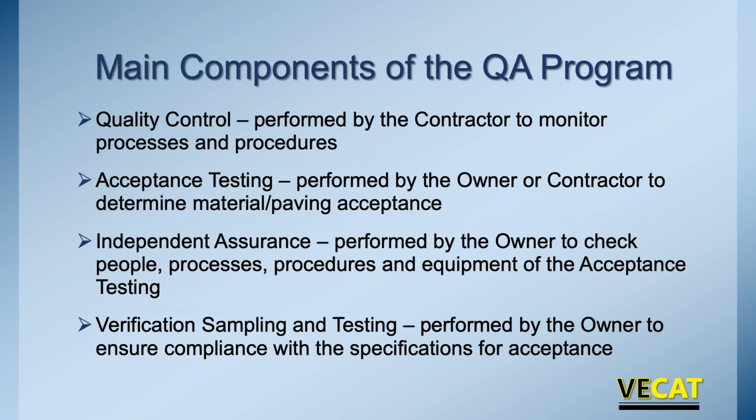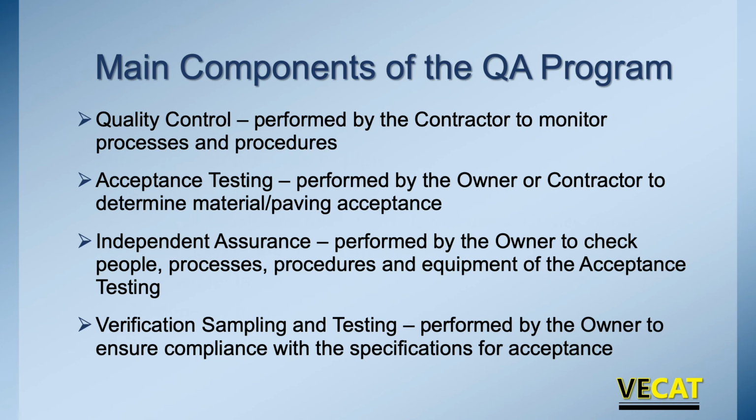We have acceptance testing. Again, this is being done by the contractor in CCPRM and with CIR, but the owner can do it as well, so VDOT can perform it as well. In years gone past, VDOT had people in asphalt labs doing that testing. Today, they're observing and doing independent testing behind to make sure that the results are accurate.